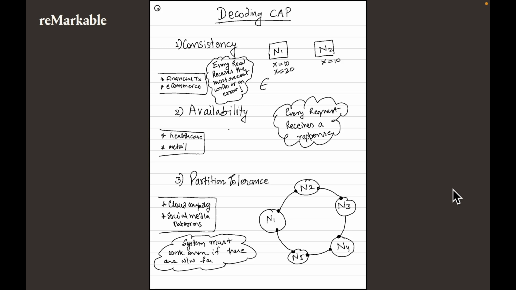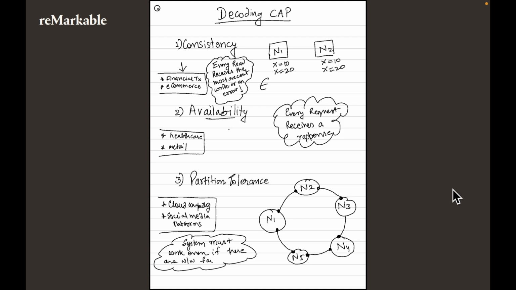Now, if you change the value from 10 to 20, it must change simultaneously in the other node, or it shouldn't say that the operation is successful until the value is the same in both the nodes. Otherwise, the user will see an inconsistent output of x. And this behavior is very important in systems like financial transactions or e-commerce websites.